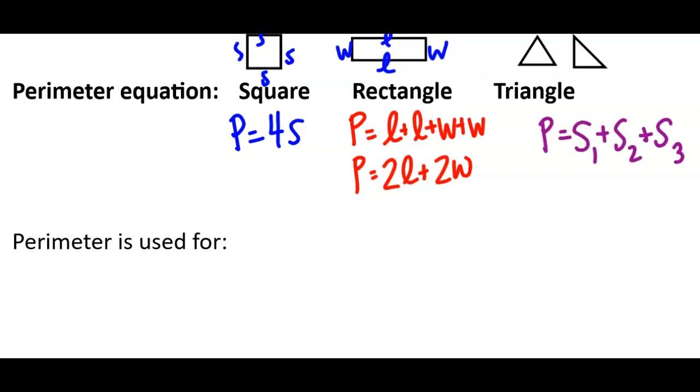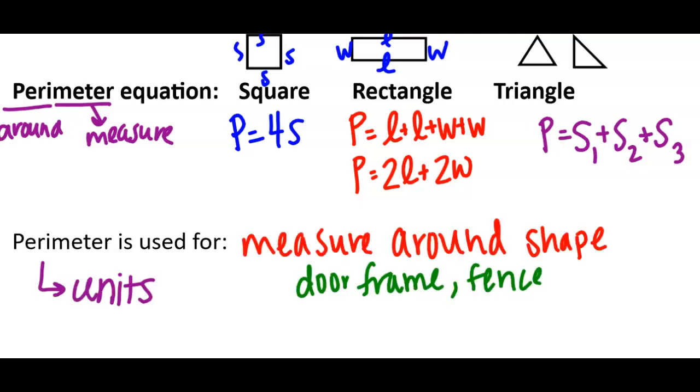If we're looking at a triangle, we are simply adding up all the sides. S1 means side 1, S2 means side 2, S3 means side 3. Like area was covering surfaces and finding the inside, perimeter is a little bit different. The prefix peri means around, and the word meter means measure. So we are measuring around a shape, a door frame, a fence, the outside trim of the whiteboard, or a frame, or things like that.